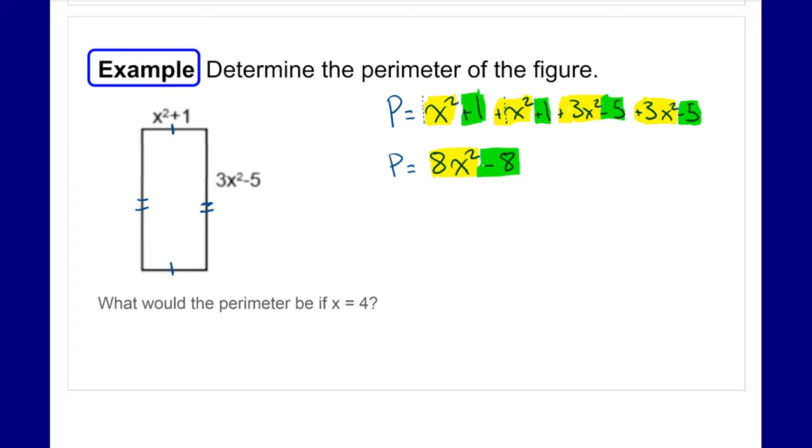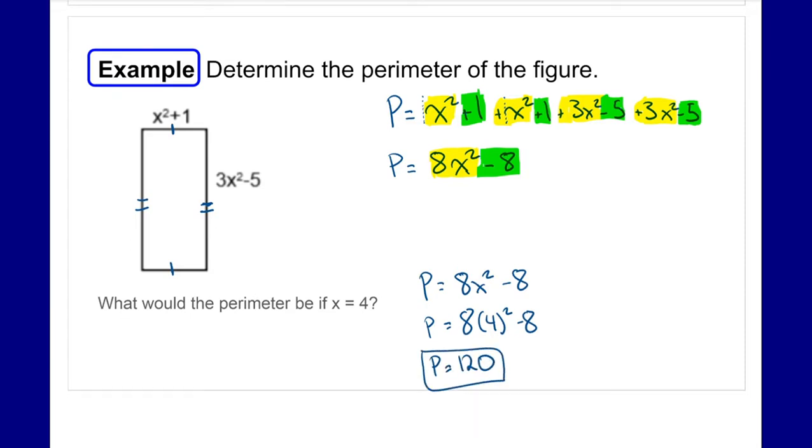Now, what I can do is take that expression, p equals 8x squared minus 8, plug in the 4 for x, and solve. Because again, the second part of the question is saying what would the perimeter be if x equals 4? So we have 8 times 4 squared minus 8, and we get the perimeter is equal to 120.